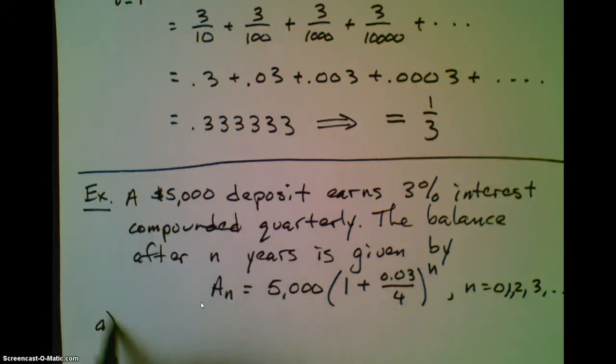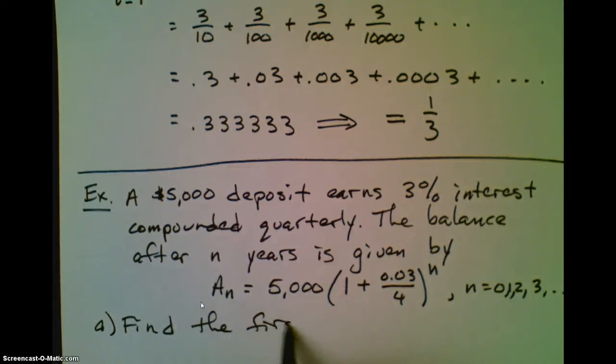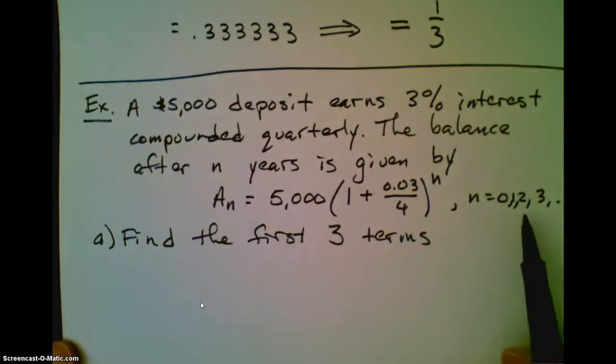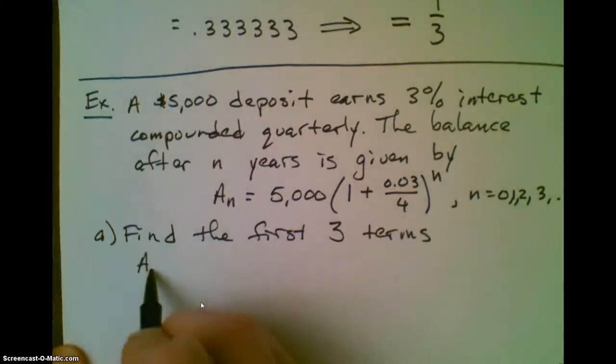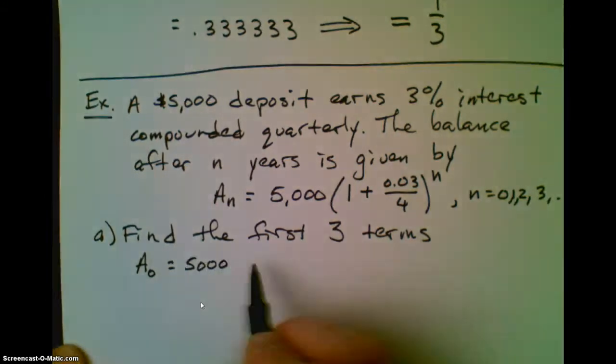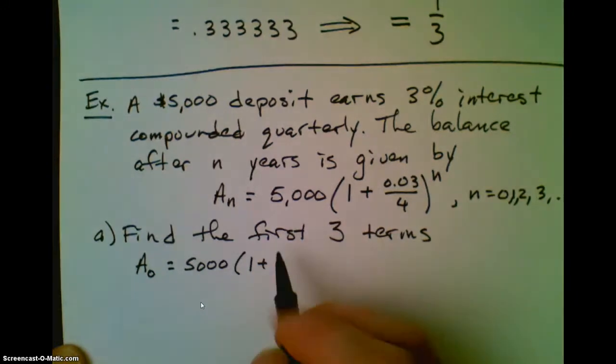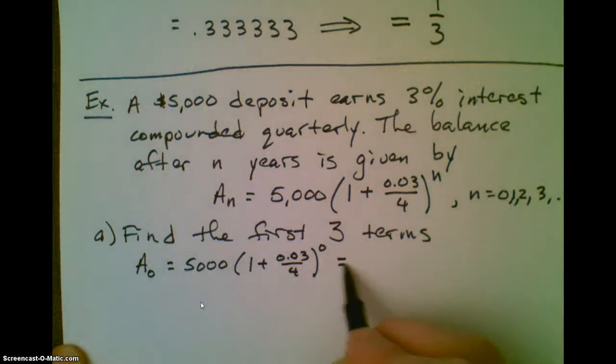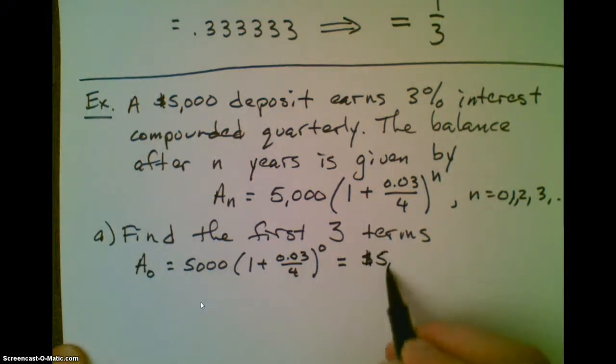So for part A, we want to find the first 3 terms. So basically what we're going to be finding is how much money will there be after year 0, so initially, year 1 and year 2. So we're going to start by plugging in 0. Again, the n over here in the problem, they told us where to start. So a sub 0 is going to be 5,000 times 1 plus 0.03 divided by 4 raised to the 0. So go ahead and plug all this into your calculator. Hopefully you'll get 5,000.